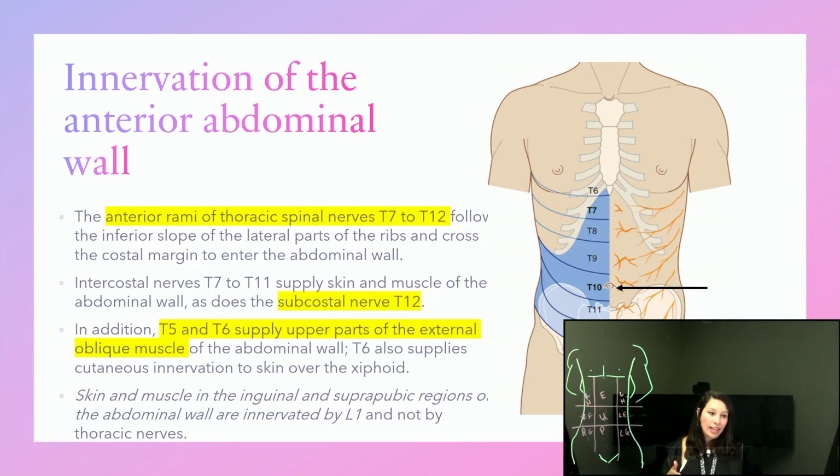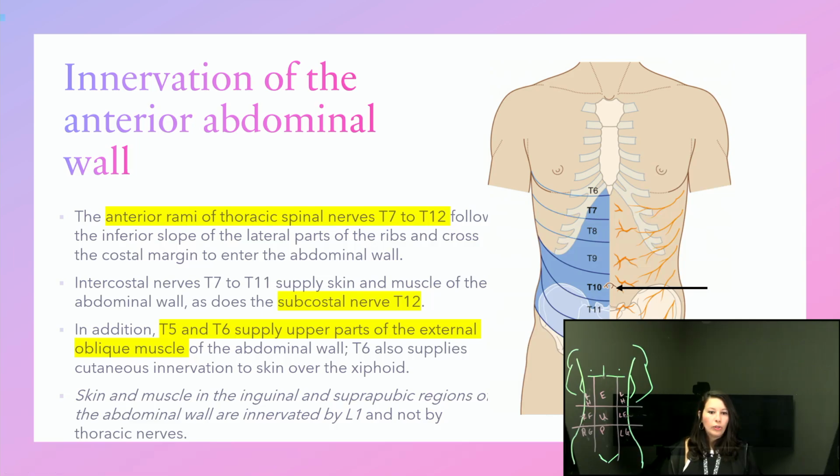T12 is also known as the subcostal nerve, which we are definitely going to observe more clearly when we get into the posterior abdominal wall, when we do that dissection after removing all of the organs for the second half of the trimester. You will definitely see the subcostal nerve. And in addition, T5 and T6 could also supply the upper parts of the external oblique muscle. So you may have some overlap coming from the thoracic part of these nerves.